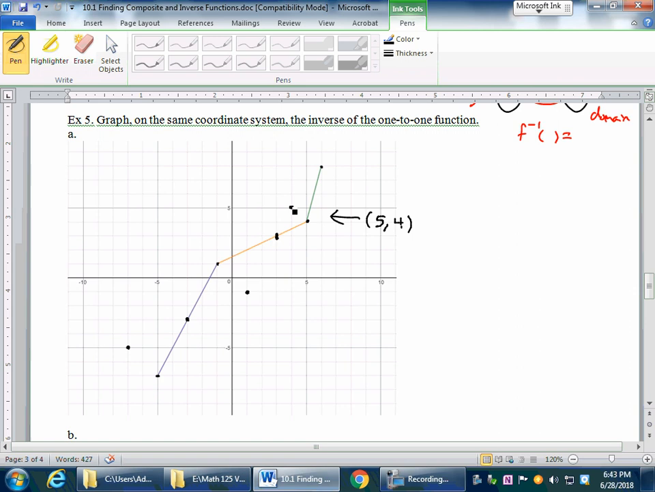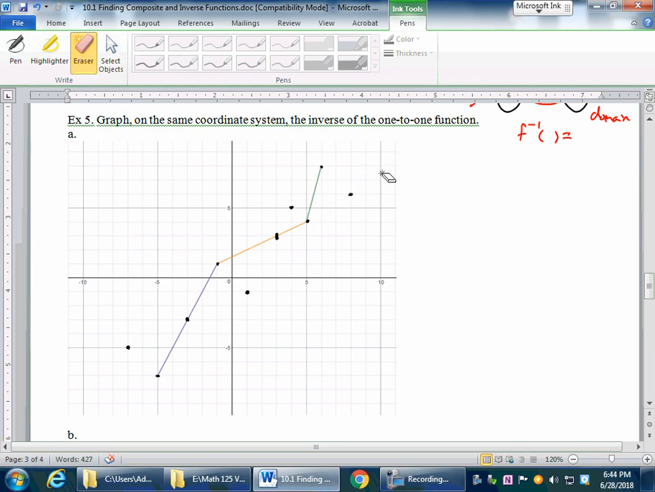And finally, the last point, in this case, it is 6, 8. So when I interchange X and Y, that will become 8, 6, which is right here. Oh, 8, 6. Yeah, 8, 6, which is right there.